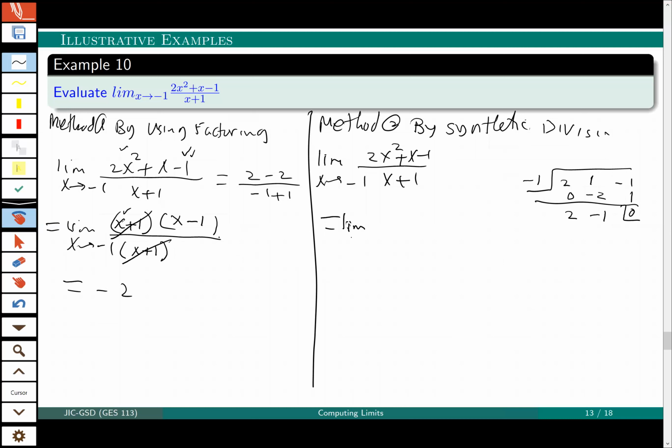The result of the division will be lower at 1 degree, so it will be 2x minus 1. When you substitute, you will get minus 2 minus 1. Just a second. I have here 2, 1, minus 1. So result is okay. That's 2x plus 1. When x goes to minus 1, it will be minus 2 minus 1. Okay. And here we have a mistake here.